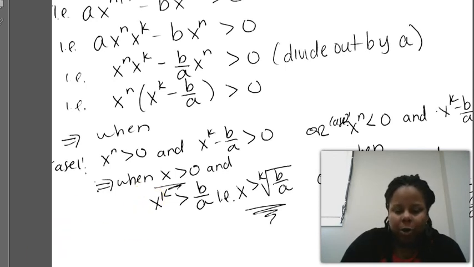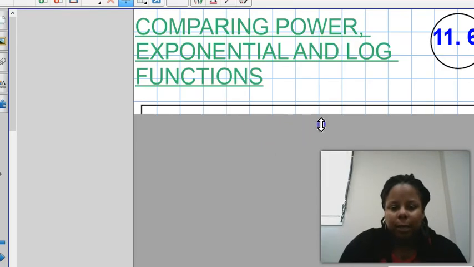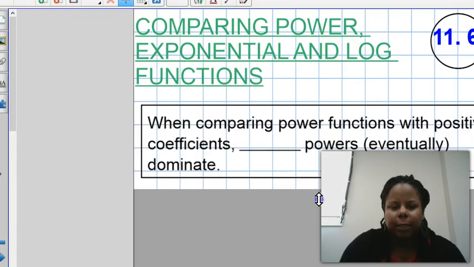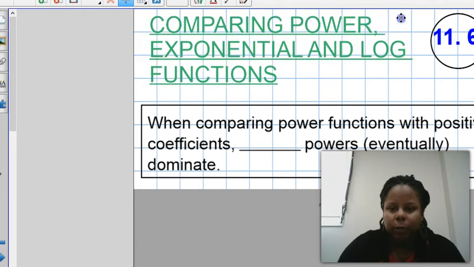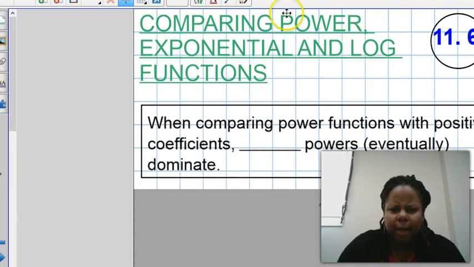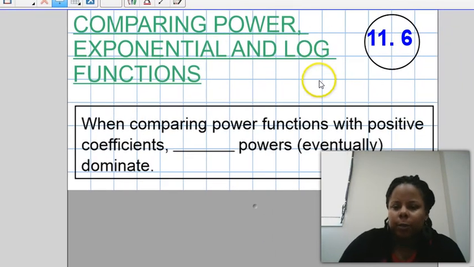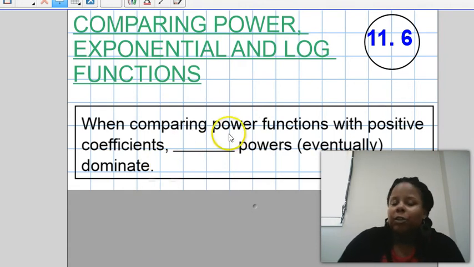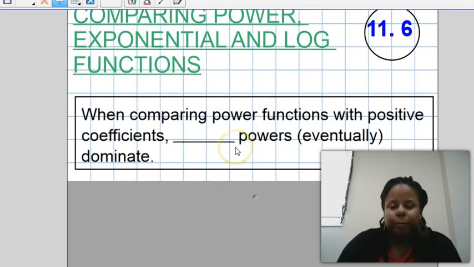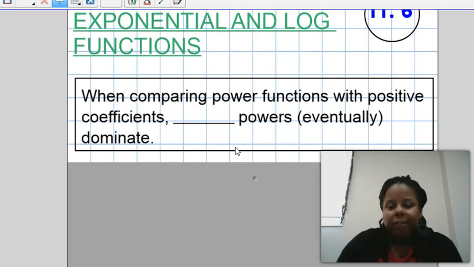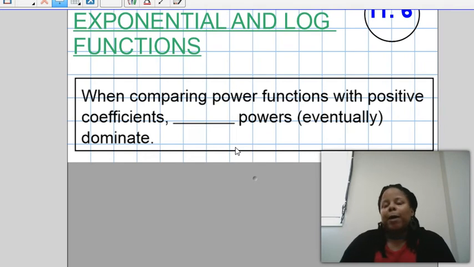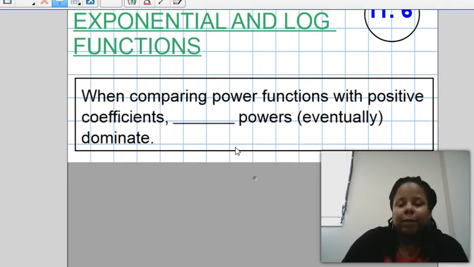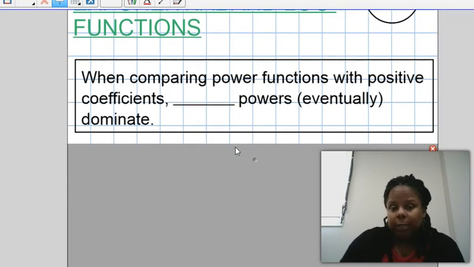So if we go back to our notes, we can see that we have this statement that says something similar. Let me move it over so you can see. It says that when comparing power functions with positive coefficients, blank powers eventually dominate or overtake. And if you said higher powers, you were correct. Higher powers should go here. That's kind of intuitive, but it not only works for positive powers, it works for any power, as we proved. I've attached the proof to your notes, and you can see why.